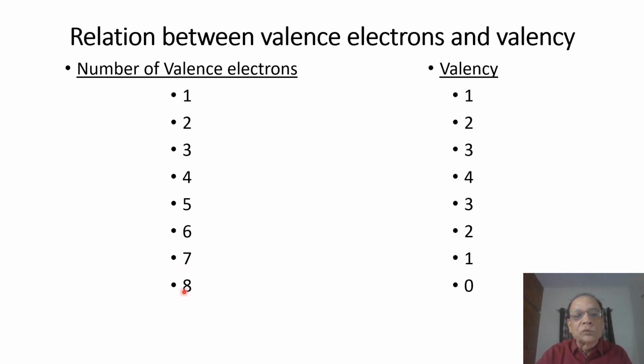And when valence electrons are 8, valency is 0, as is the case with zero group elements, or group 18 elements, or noble gases. They have zero valency.